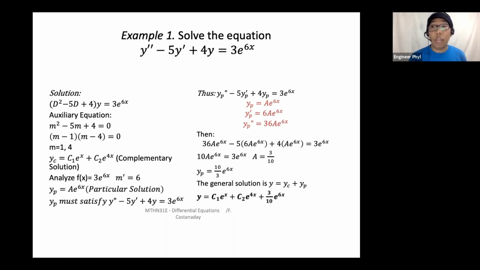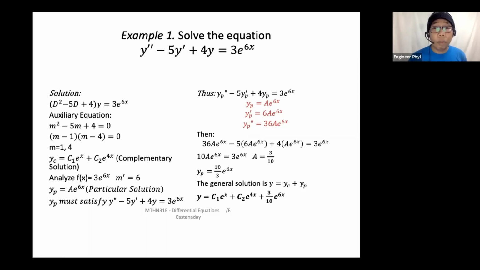And again, we need y double prime sub p, so we differentiate again. So y double prime sub p equal to, so 6 times 6, you have 36 times a times e raised to positive 6x. Now we plug in the resulting values of y sub p, y prime sub p, and y double prime sub p in the given equation here. So plug it in here, and then combining like terms. So we have on the left-hand side 36 minus 30 plus 4. We have 10a times e raised to 6x equal to 3 e raised to 6x.